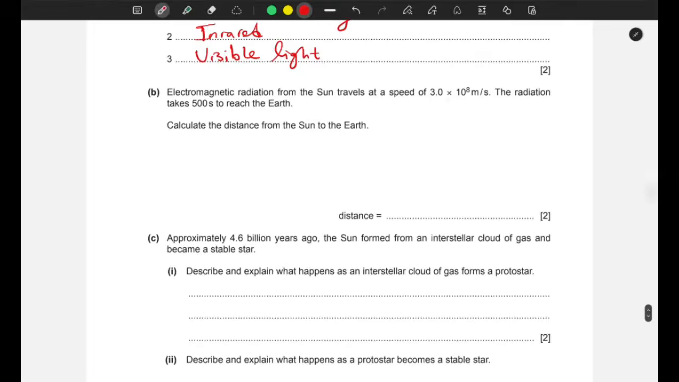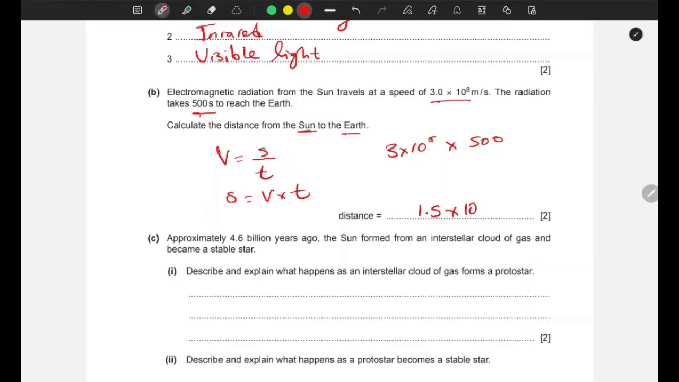Electromagnetic radiation from the Sun travels at a speed of 3 times 10 to the power of 8. The radiation takes 500 seconds to reach the Earth. Calculate the distance from the Sun to the Earth. Alright, so we use the speed formula. Speed is distance over time, so distance is going to be speed times time. So it's going to be 3 times 10 to the power of 8 times 500. That would give us 1.5 times 10 to the power of 11 meters. Never forget the units.